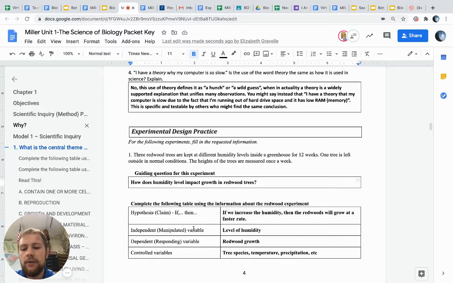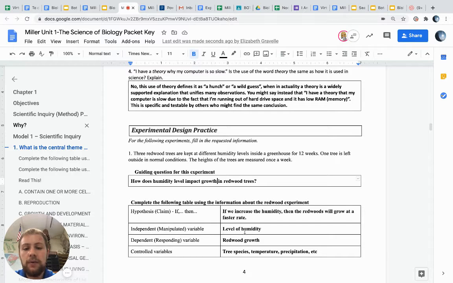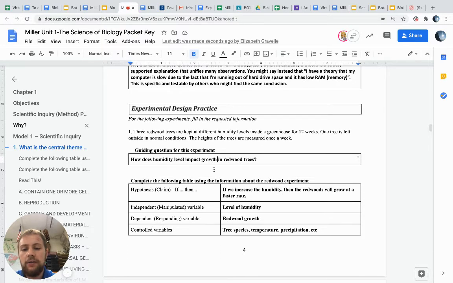So our independent variable is always going to be the one that we are changing or manipulating in the experiment, okay? So in this case, the manipulated variable is the level of humidity. The level of humidity is what we have changed here. So 1 tree is left outside in normal conditions, normal atmospheric humidity for wherever this location is. And then the other 2 are brought into the greenhouse. So the humidity would likely be higher inside of there. So that is what we have manipulated in our lab.